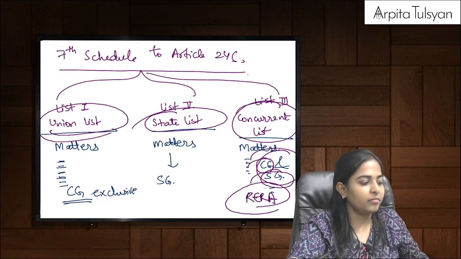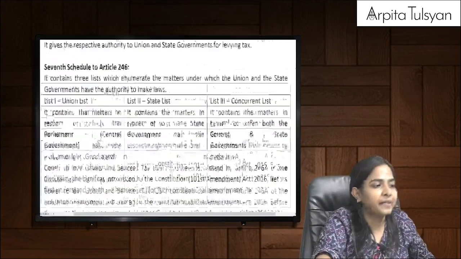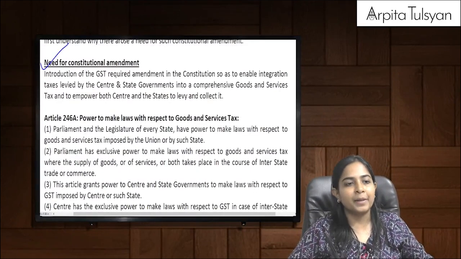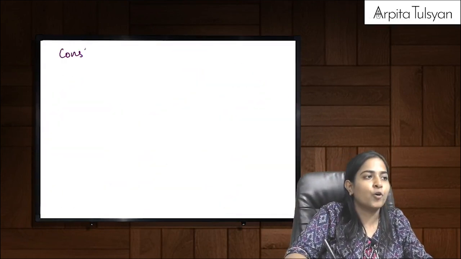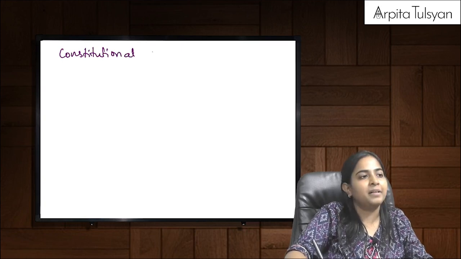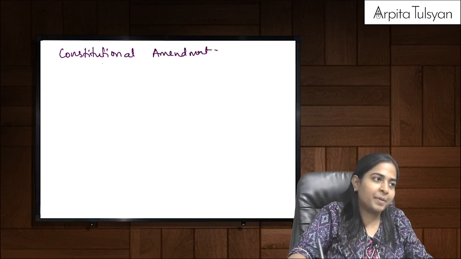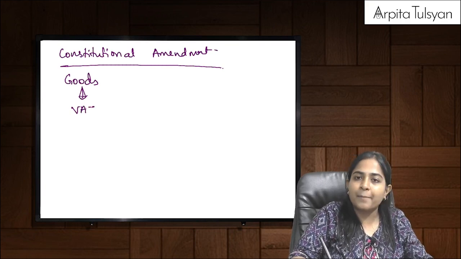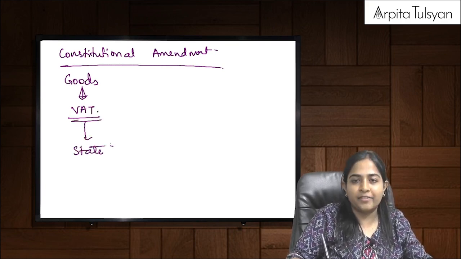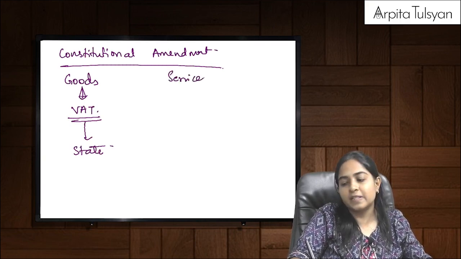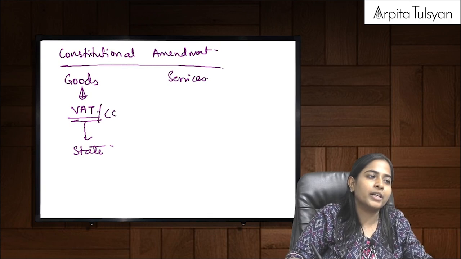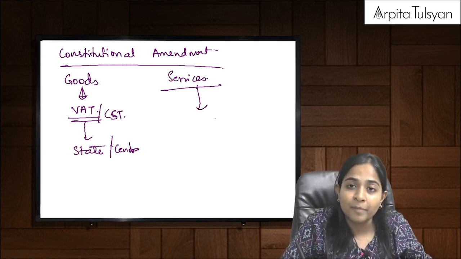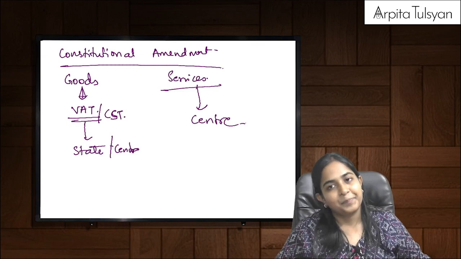Yes. Then the next thing coming up here is the need for constitutional amendment. This I have already discussed. Why was there a need for constitutional amendment? Earlier, for goods, VAT was applicable. Only the state had the powers to levy, right? And CST was also there, on which the center was taking the tax. On services, there was no involvement of the state, only the center was collecting the taxes, right?